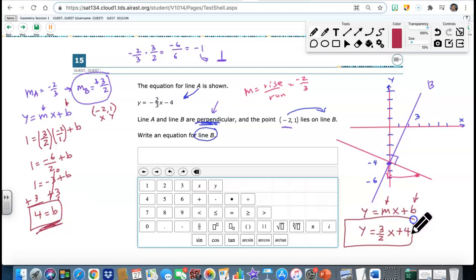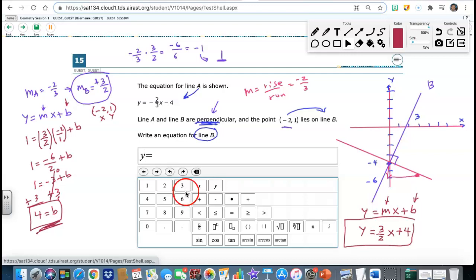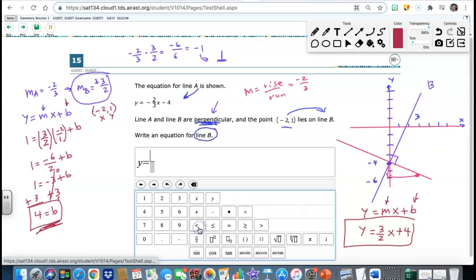This is my equation. Let's type it here. Click here. And let's say that I have to, holy cow, why? My computer. Y equals 3/2. Where's my fraction thing? Here's my fraction thing. 3/2. Okay, x on the side. On the side, I think, I don't know if that's correct. Yeah, that's correct. Plus 4.